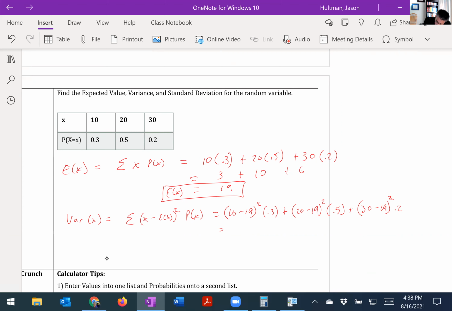So 10 minus 19 is negative 9, that's negative 9 squared times 0.3. This is 20 minus 19, which is 1 squared times 0.5. This is 30 minus 19, which is going to be 11 squared times 0.2. Okay, so let's square these out. This is going to be 81 times 0.3, 1 squared is 1 times 0.5, and 11 squared is 121 times 0.2.